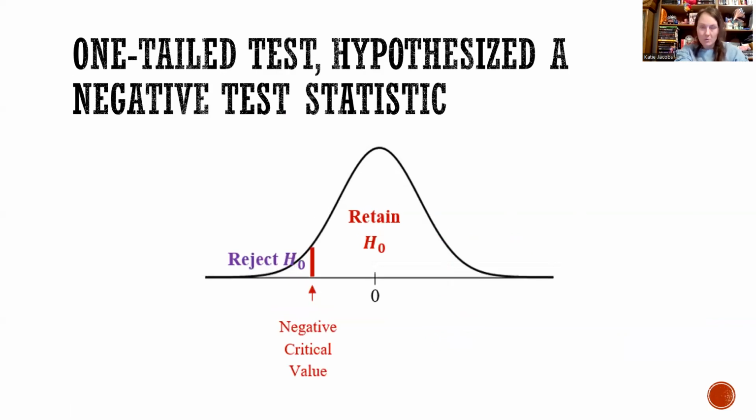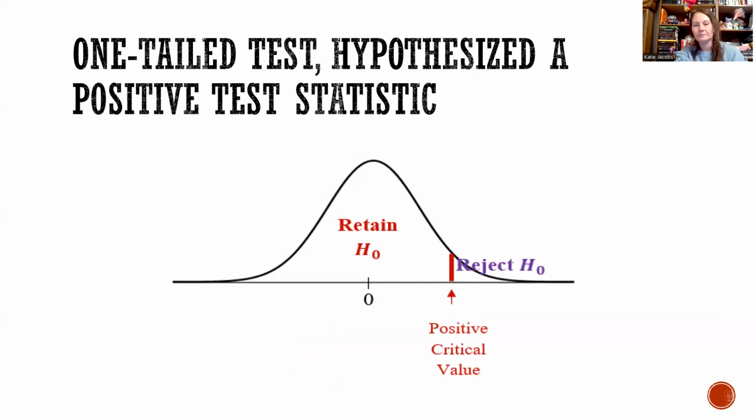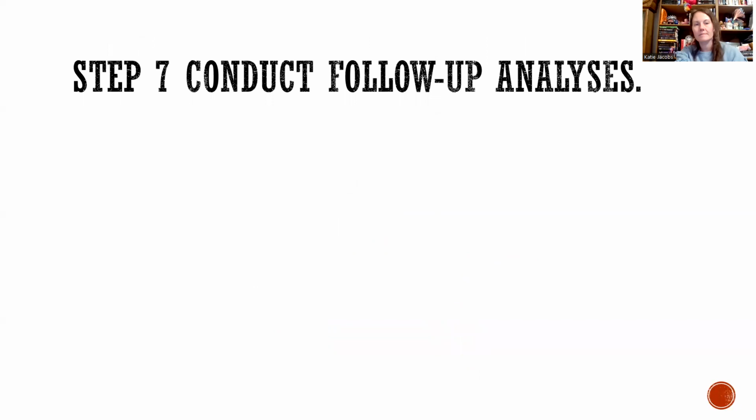We also have a 1-tailed test, and that's if you hypothesize a direction. This drawing is if you hypothesize a negative test statistic, which makes sense because we then have our critical value on the left of our distribution here. If you hypothesize a positive test statistic, you'll run a 1-tailed test and your critical value will be positive.